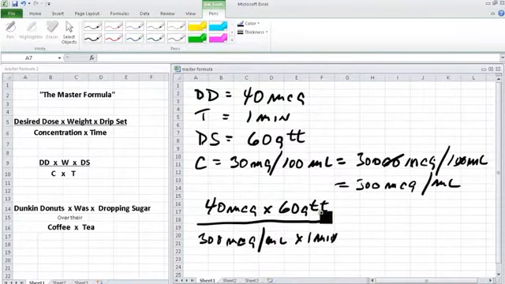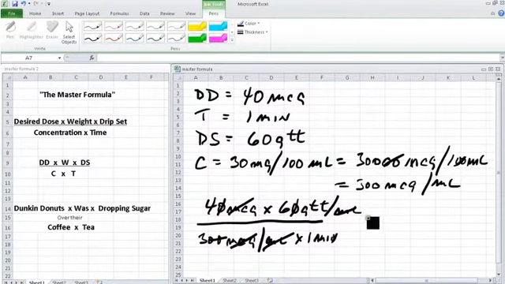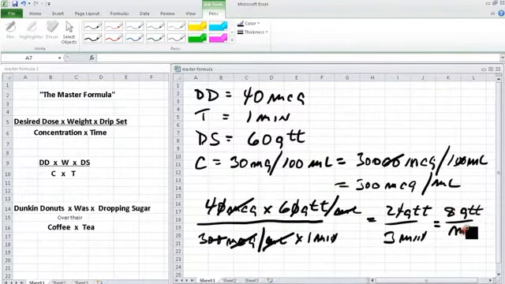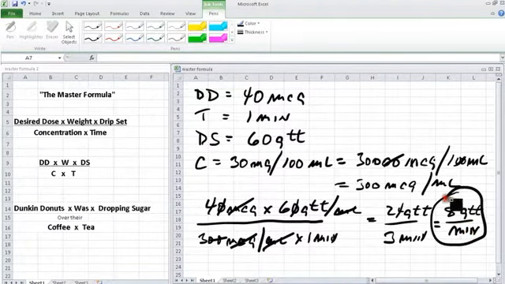All right, so we can cross off some things. This is drops per ml. So the ml get crossed off, the micrograms get crossed off. I can cross off a 0 here, a 0 here. I'm ending up with 24 drops over 3 minutes, which is equal to 8 drops per minute. That's the final answer.